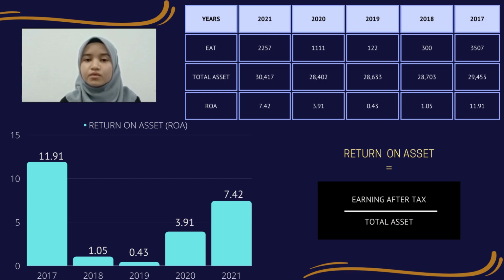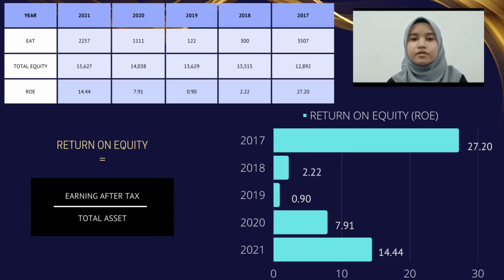Return on equity measures the return earned on the common stockholders' investment in the company. The formula for return on equity is earning after tax divided by total equity and multiplied by 100. In 2017, the group's return on equity margin was the highest in 5 years. In 2018, margins fell rapidly by 91.84%, and this trend continued in 2019 with margins falling to 59.46%.